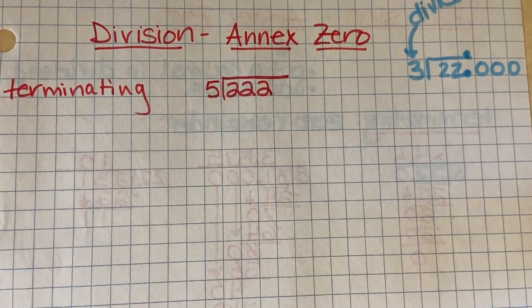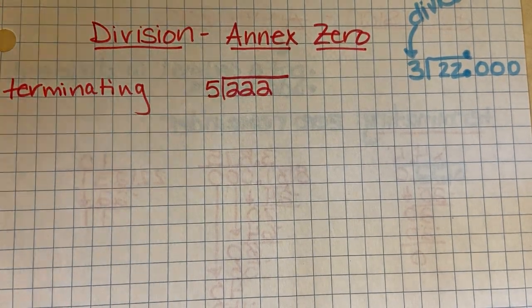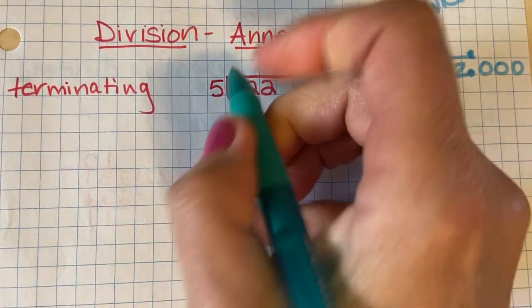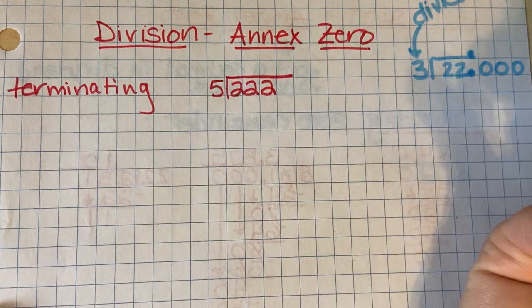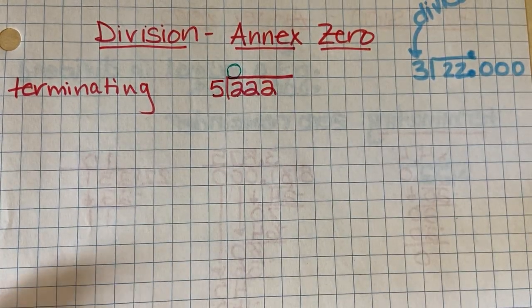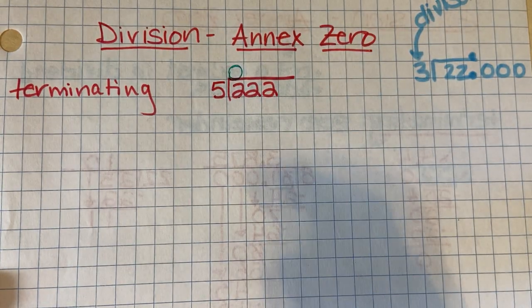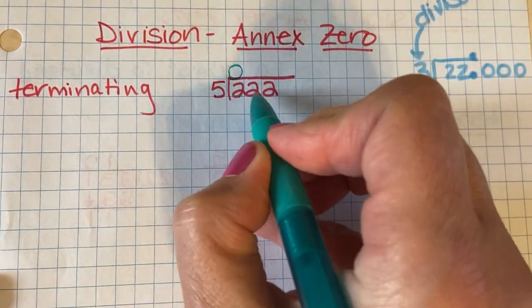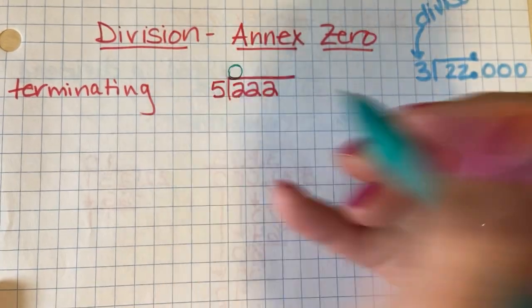So when I'm solving this problem, I'm going to look at this and I'm going to say, okay, how many 5s go into 2? 0. I can either put that 0 up here or I can leave that blank. Okay, you can leave that blank. The only time you cannot leave it blank is if it's after a decimal. Usually right before a decimal either, I wouldn't leave it blank.